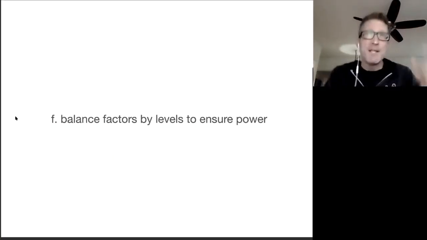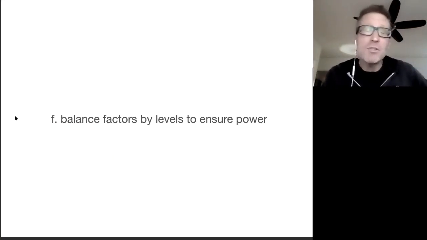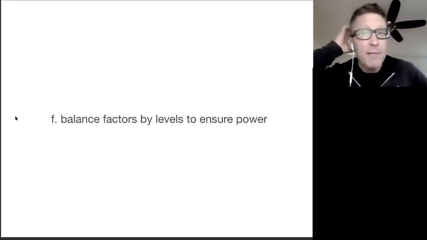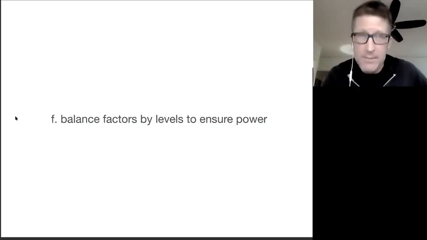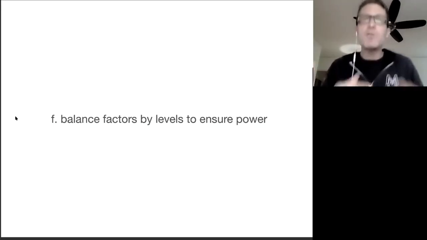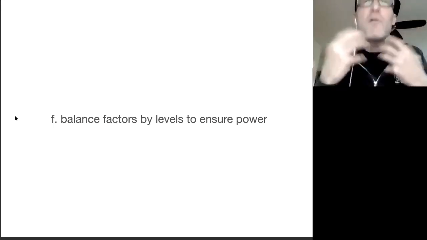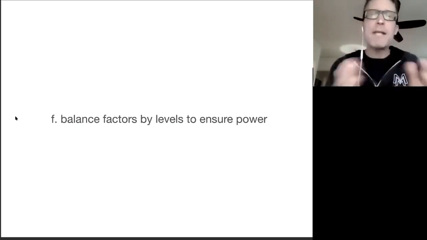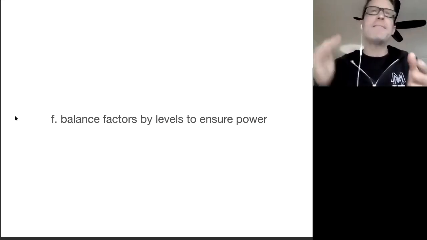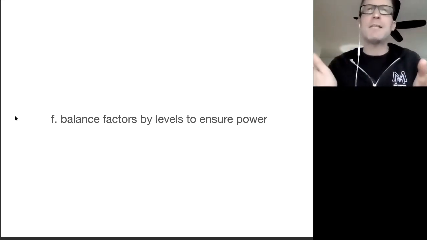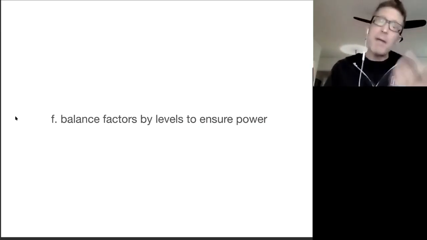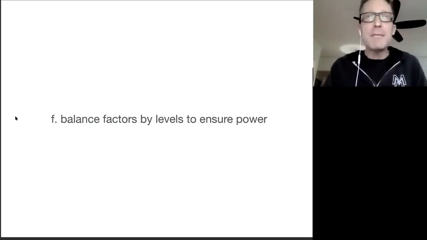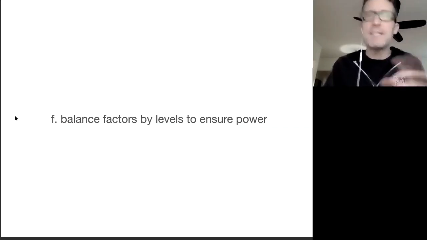Anyway, balance factors by levels to ensure power. So if I'm going to make my factor the duration of meetings, I don't want 100 levels. I want a few levels that make sense, kind of short, medium, and long, for whatever makes sense for your team. 15 minutes, 35 minutes, 45 minutes, and an hour, 75 minutes. And apparently you've probably seen this, people really like meetings that aren't an arbitrary amount of time. So never have a 60-minute meeting.